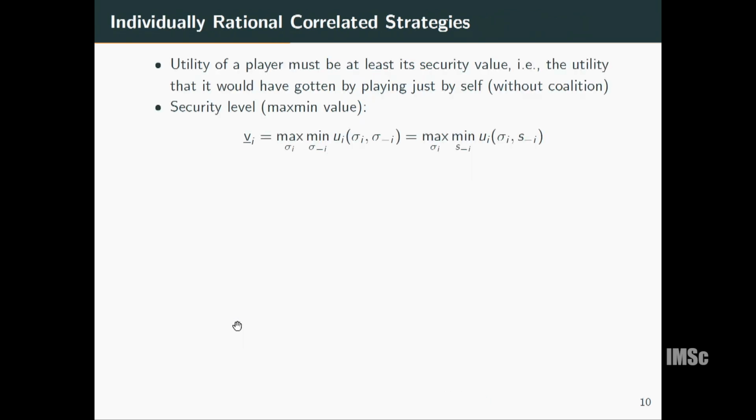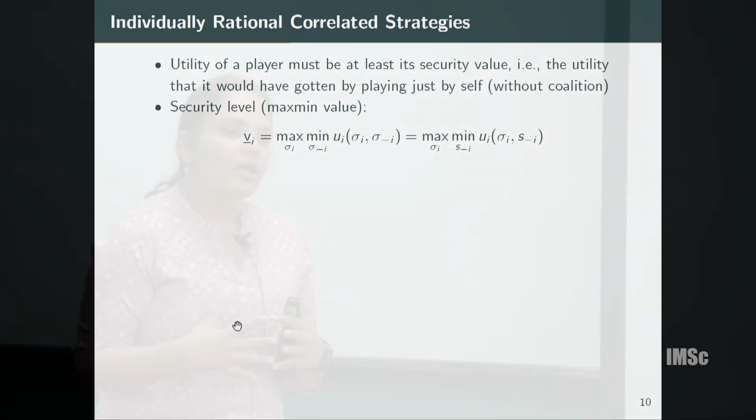Okay, so now the next topic that I want to cover is, what we have seen so far is how to make people cooperate by defining some correlated strategies, right. So now the question that I want to ask is, why will people even go to correlated strategies? When will people cooperate with each other?